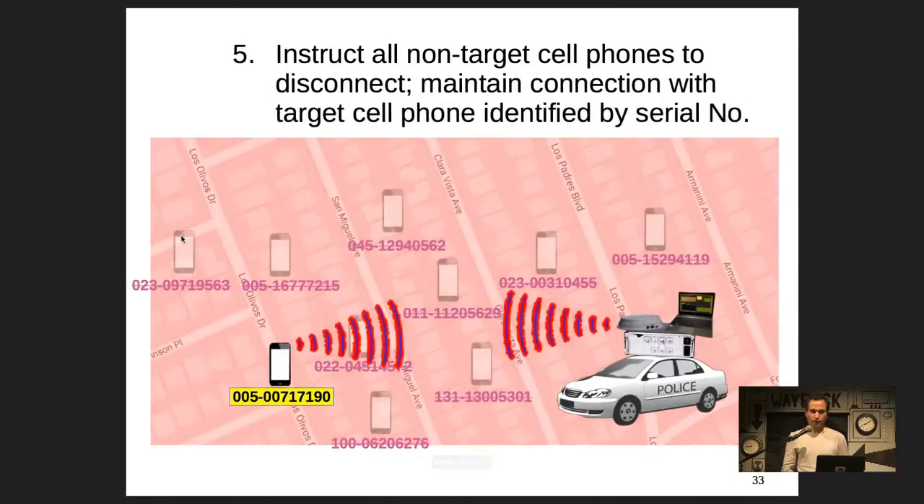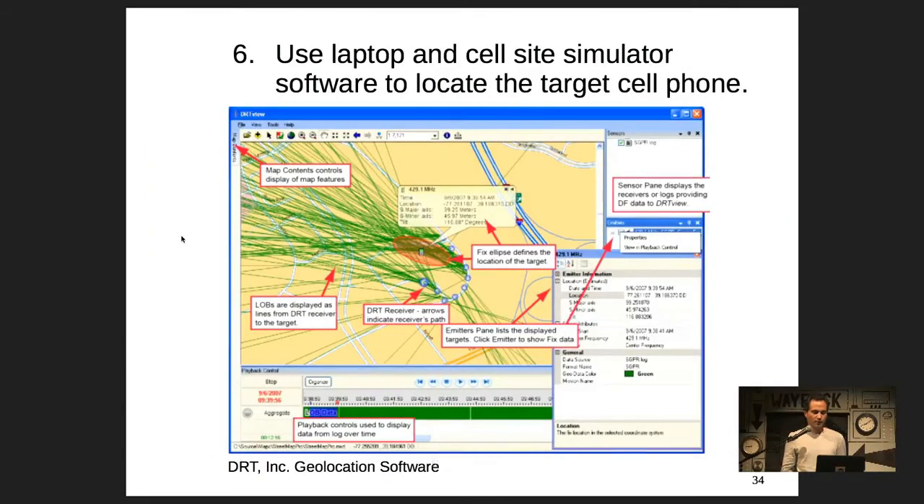So at that point, they're going to tell all of the non-target phones to disconnect from the equipment, and they're going to hone in just on that target phone. And during that time, they're going to cause it to transmit an abundance of signals that they can measure and conduct geolocation techniques using the software on the laptop that's connected to the cell site simulator.